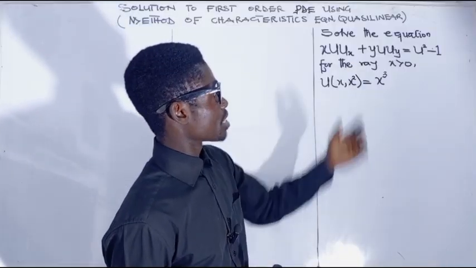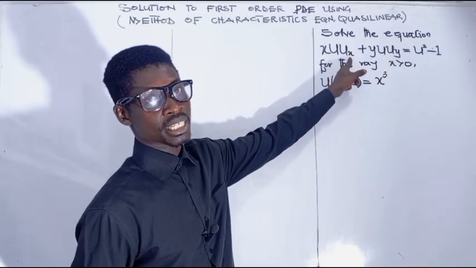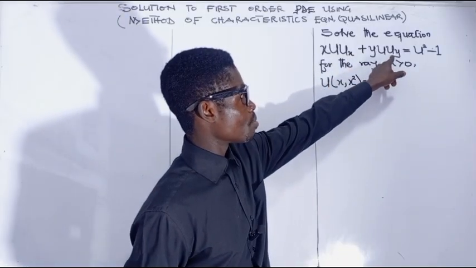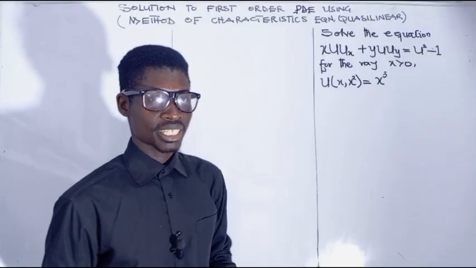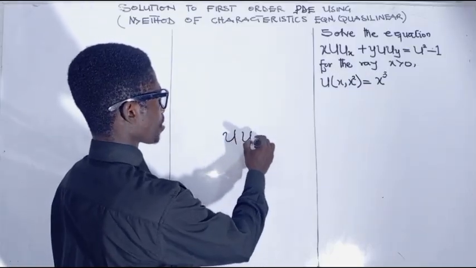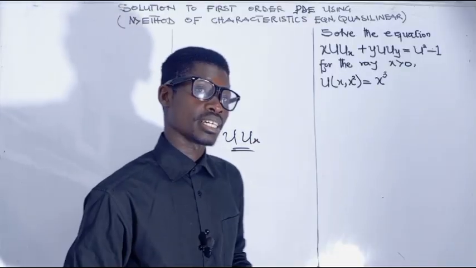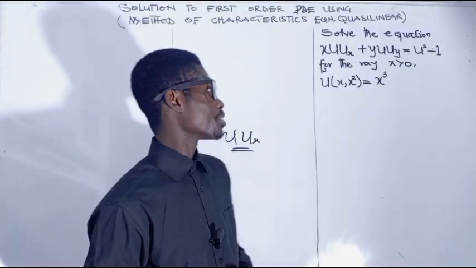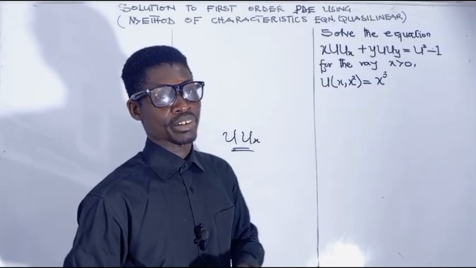So from this equation, we can see that we have a dependent variable multiplied by its partial derivative with respect to x, and a dependent variable multiplied by its partial derivative with respect to y. So when you have a PDE of this form, then we can say that PDE is a quasi-linear PDE. So how do we solve a quasi-linear PDE using the method of characteristics?